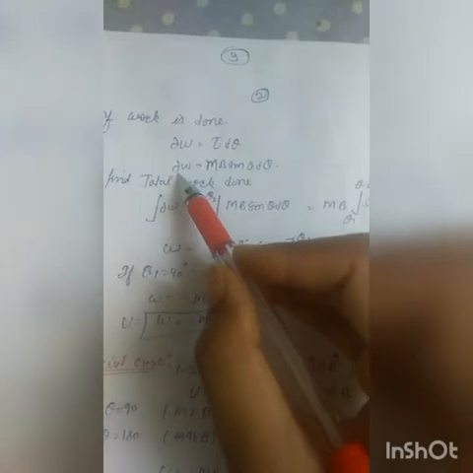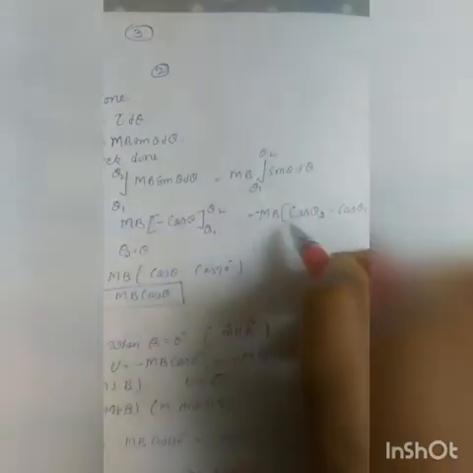In order to calculate the total work done, we have to integrate from theta 1 to theta 2. So W is equal to MB, which is constant, so take it outside the integration. Integration of sin theta is minus cos theta. Upper limit is theta 2 and lower limit is theta 1. On putting the limits, we get minus MB (cos theta 2 minus cos theta 1).